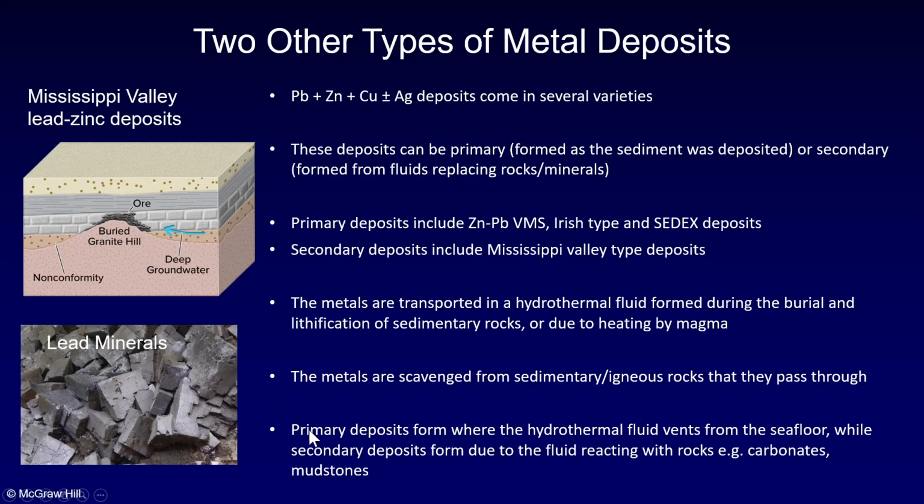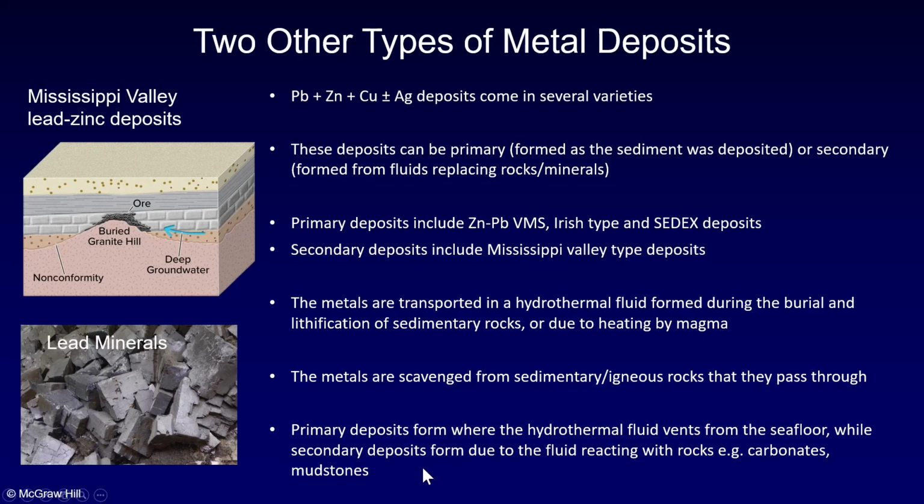So in terms of the primary deposits, they are going to form where our hydrothermal fluid vents onto the seafloor, just like a VMS deposit. And this change in temperature is going to cause the sulfides to precipitate out.